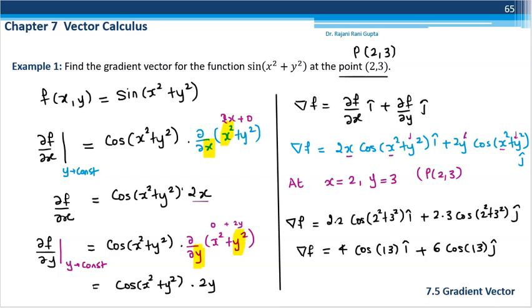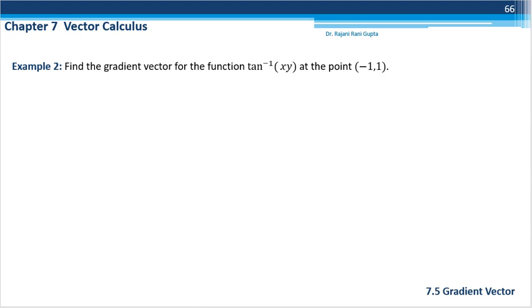If you have time, you can find the value of cos 13 by calculator and simplify to get the answer in terms of i and j. Be careful that here you have to use the calculator in radians mode, because these are numbers, not angles in degrees. Moving on to the next question.